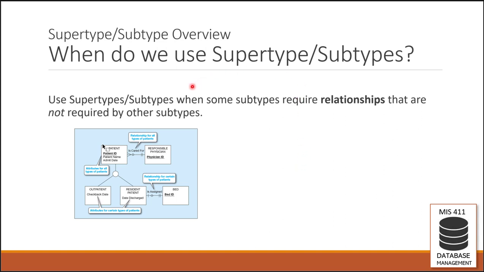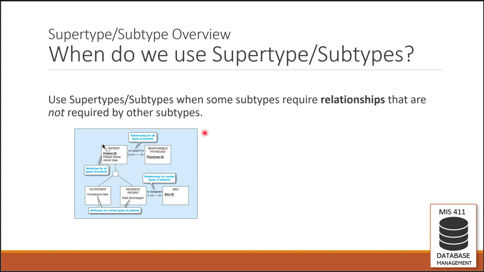Okay, and so the other reason we might create a supertype subtype is, similar to the way we talked about attributes, if there are relationships that are not required by other subtypes. So here we have the book's example. We have a relationship: a patient is cared for by a responsible physician. So all types of patients. We have the supertype patient, and the subtypes are outpatient and resident patient. Those are the two subtypes. And a common relationship, i.e. all patients, whether they're outpatients or resident patients, will have an is cared for by a physician relationship. So that applies to all of them.